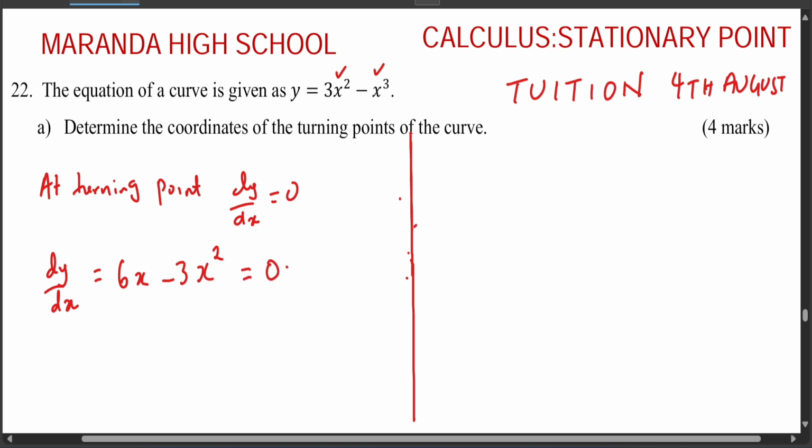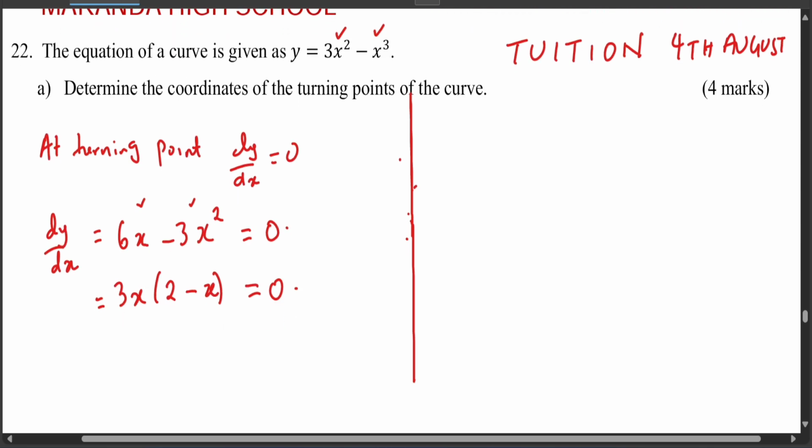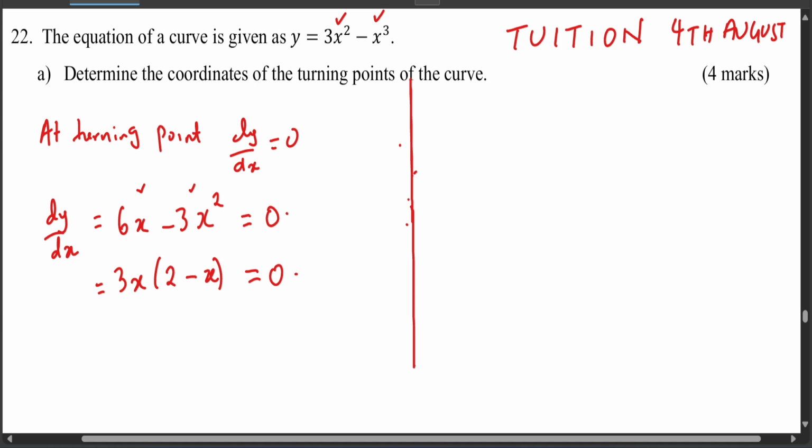Sasa wanafunzi wengi watafanya ujinga kama huu, sijui waseme divide by x ndo watu x. No. So such scenario you usually factorize. Now if you see these two numbers, the common factor here is usually 3x, because 3 goes into 6 2 times, and also 3 goes into 3 once. So when you factorize, it gives you 3x into bracket 2 minus x, which is equal to 0. So rahisi.